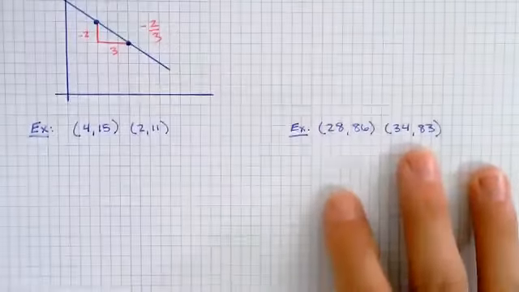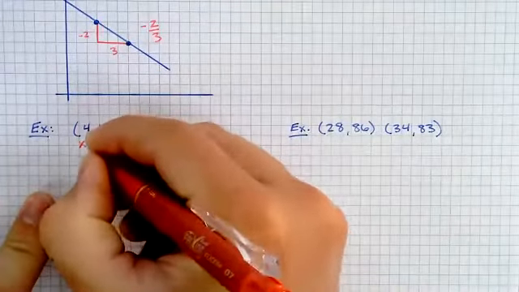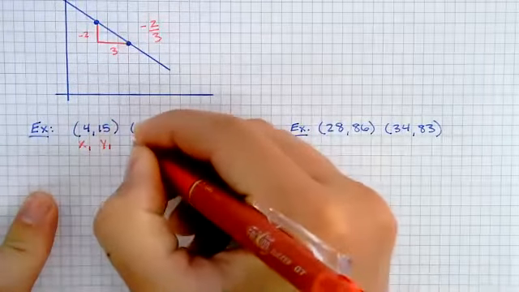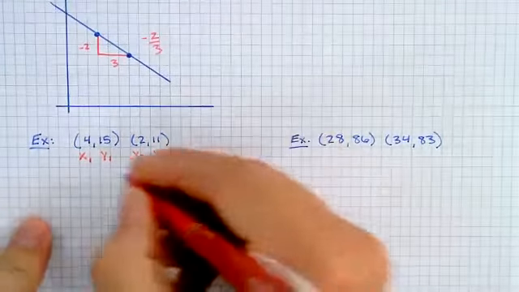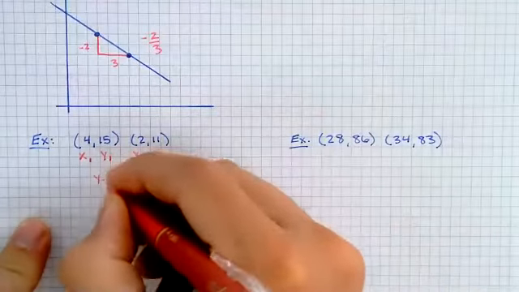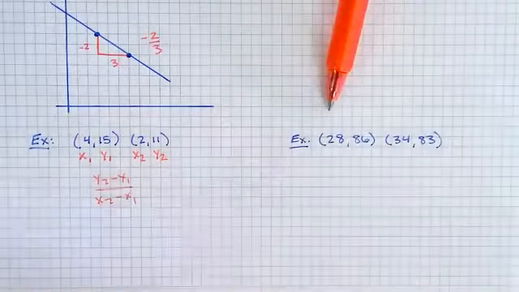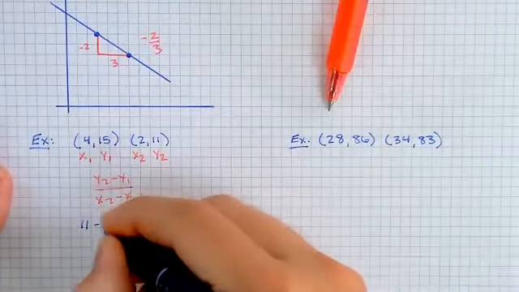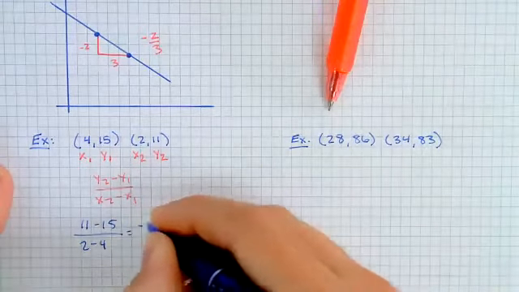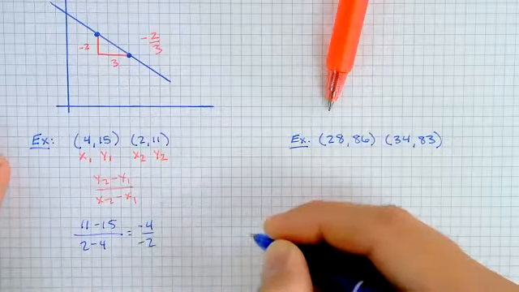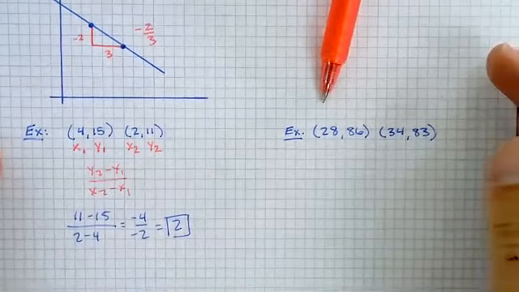All righty. So again, sometimes it helps to label it. Here's our first x value, here's our first y value, here's x2, here's y2. So again, we're using the formula y2 minus y1 over x2 minus x1. So I should get 11 minus 15 over 2 minus 4, which would be negative 4 over negative 2, which would then give me a slope of positive 2.